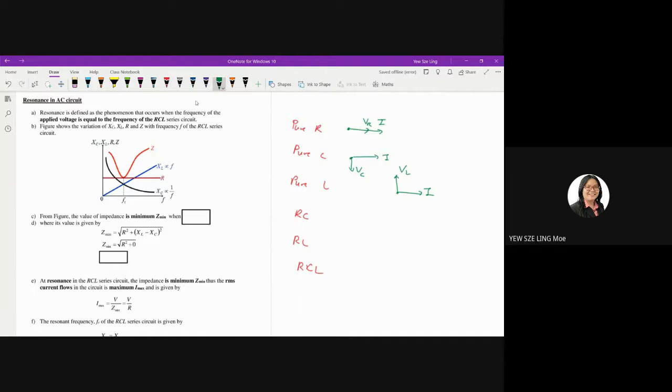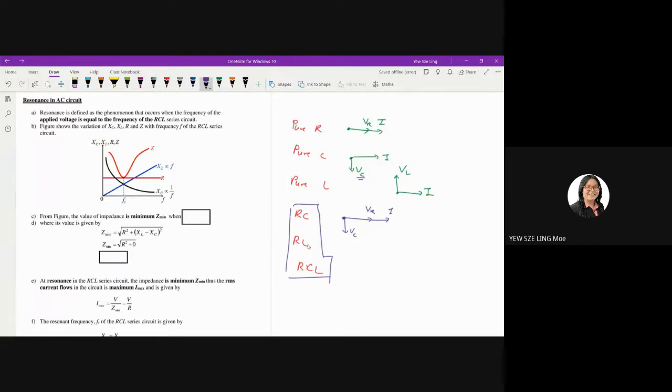Then how about the combination circuits? When it comes to combination circuits, actually it's very simple. You just stack the phasor diagrams from the pure circuits on top of each other, then you are going to get a new phasor diagram. For example, RC. We know that for pure R, VR and I are in phase. So I'm just going to write down VR and I. And then if your I is lying on the X component, VC should be heading downwards. Therefore, for the RC circuit, your VC is going down. That is what we learned last week, all right?